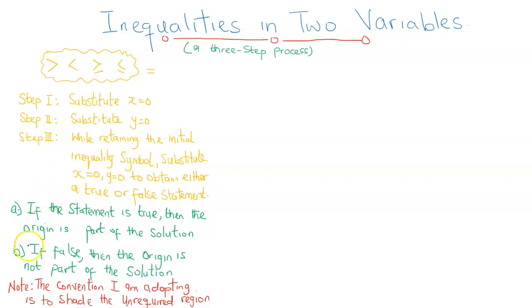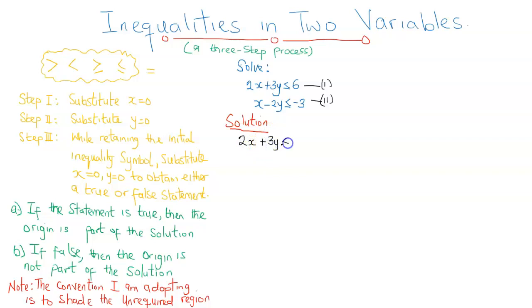So a quick note here, the convention I'm going to be adopting here is to shade the unrequired region. There are two conventions basically. The first one is the shading of the required region, and the second is the shading of the unrequired region. So this is equation 1 and this is equation 2. So focusing on equation 1, that's 2x plus 3y is less than or equal to 6.